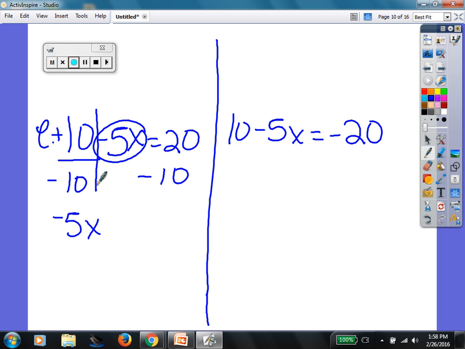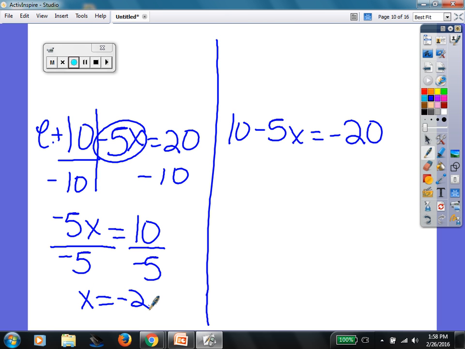The only thing that moves is the 10. Equals 10. Alright, so I'm going to divide by negative 5 and divide by negative 5. The x isn't negative anymore. The negative stays with the 5. And with that being said, 10 divided by negative 5 is negative 2.